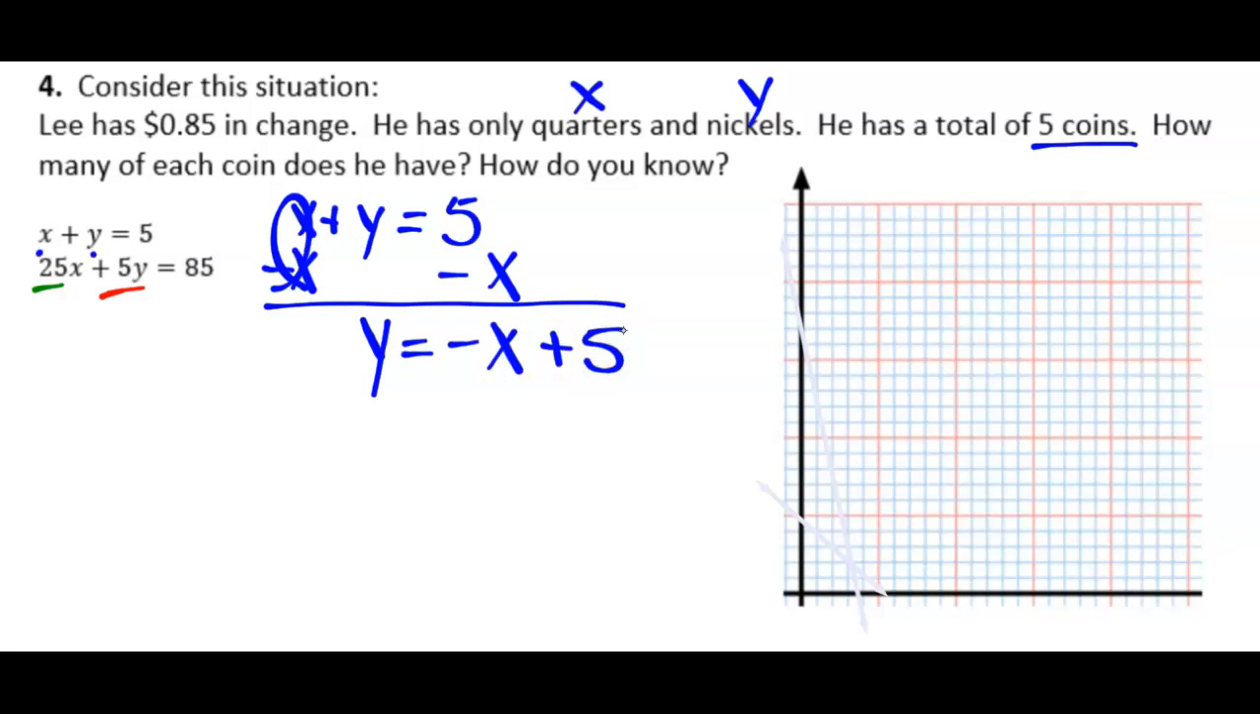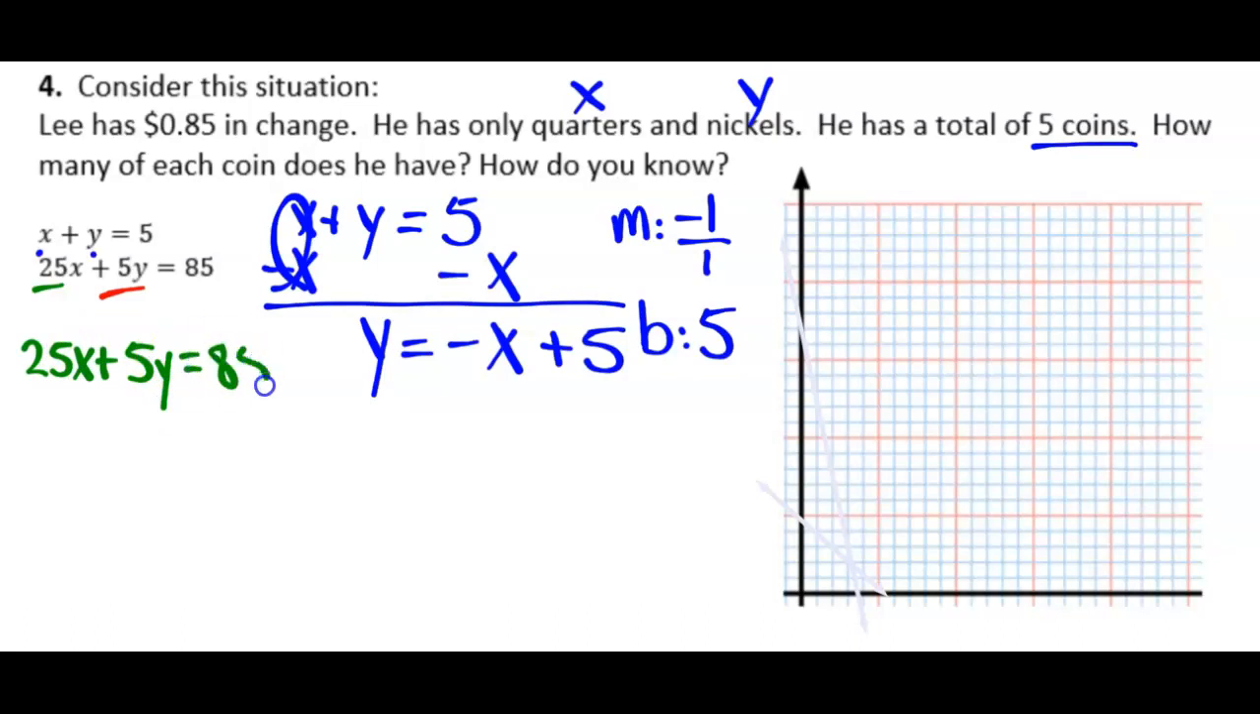Okay, so for line number 1 here, what's my m? Negative 1 over 1. What's my b? Hopefully you said 5. Fantastic. Now, if I'm looking at my next line here, I need to now solve this one too. But first, I got to write it down, and I've got to think about what do I have to move first.